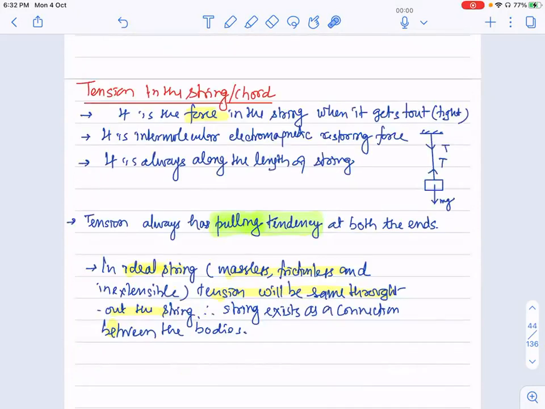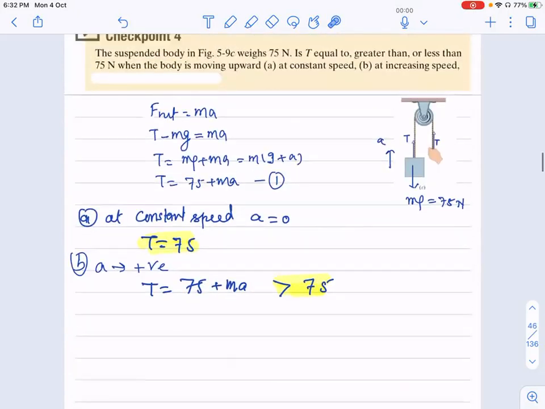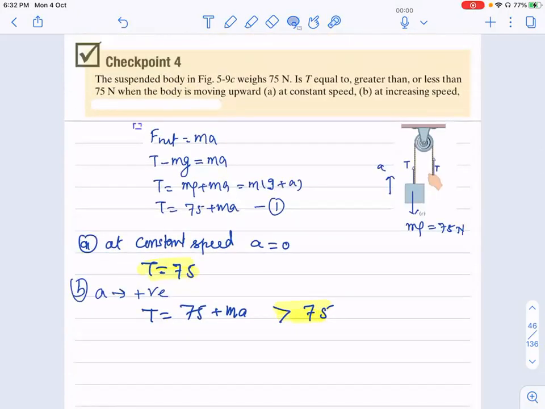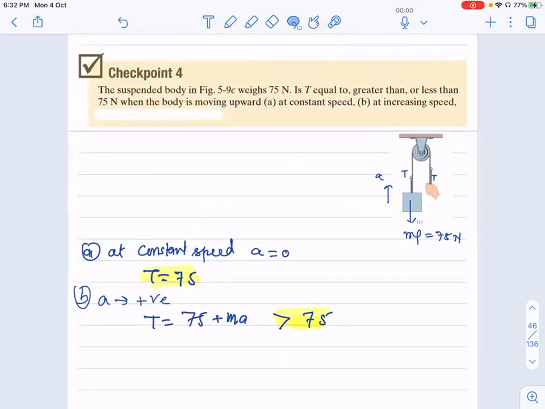Then tension we have seen, and based on that, let's do this question. What is the question? Let's see. The suspended body of 75 Newton is shown. Is the T greater than, equal to, or less than 75 Newton when the body is moving upward with constant speed, and at increasing speed?